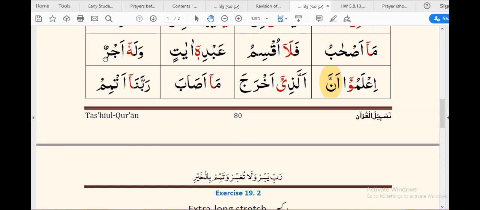Ajrun. Walahu ajrun. Excellent. Well done, mashallah. You read that really, really nicely.